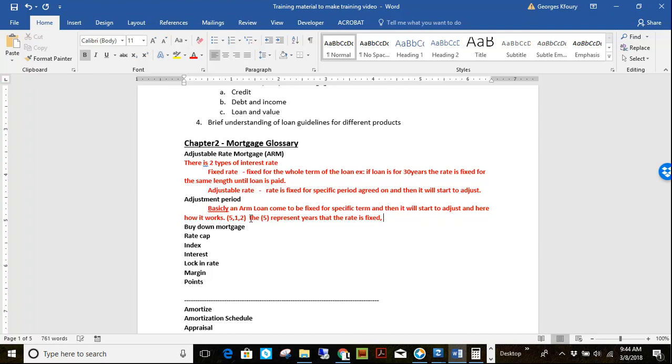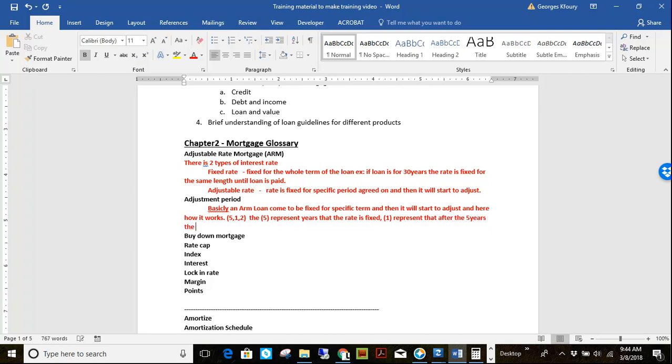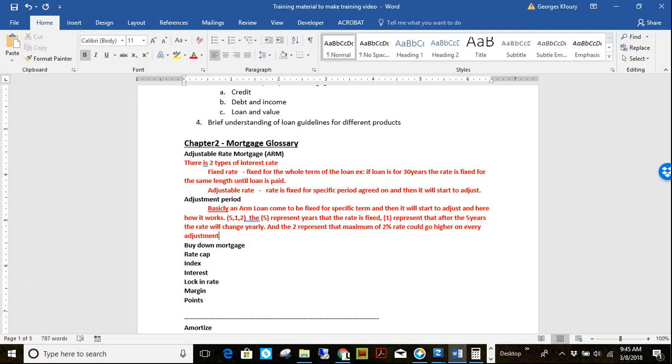The 1 represents that after the 5 years the rate will change yearly, and the 2 represents that the rate could adjust or go higher by a maximum of 2% on every adjustment. That's how it works.